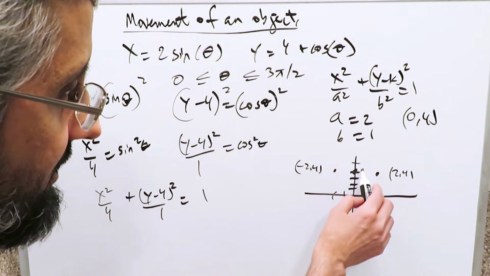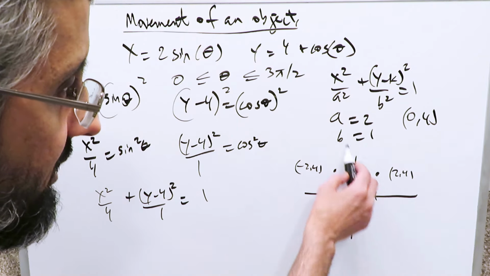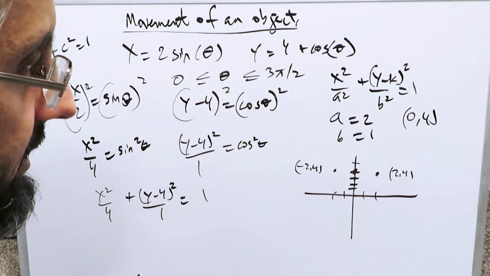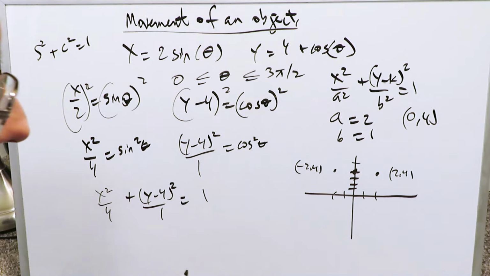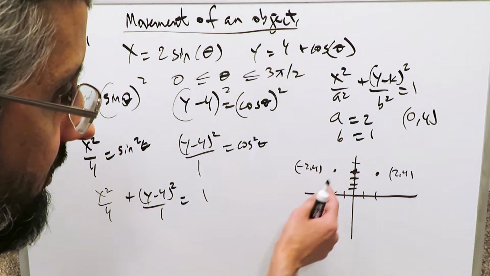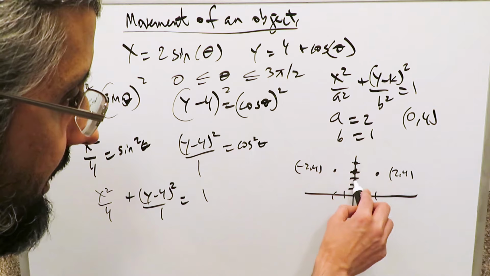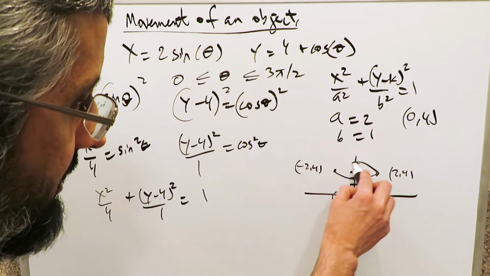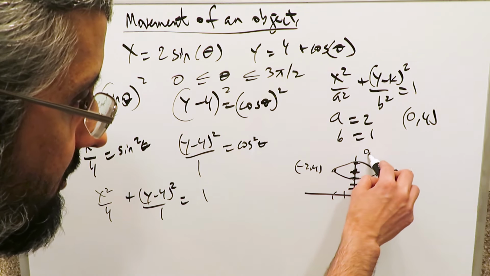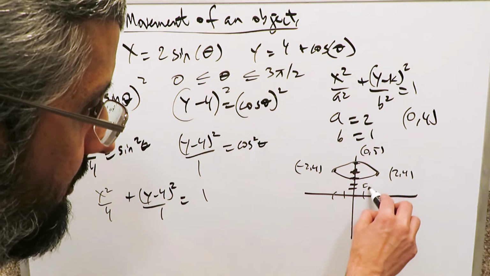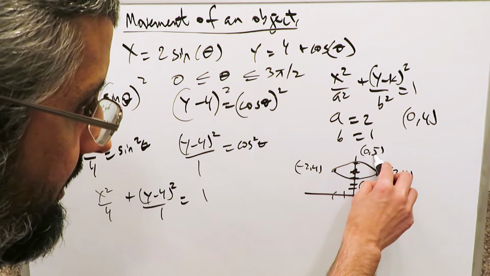You have a minor axis which is just 1 unit above and below, because this is a horizontally oriented ellipse, an ellipse which has a major axis along the horizontal dimension. You have a minor axis point here, 1 here. Your minor axis points are going to be 0, 5 and 0, 3. And it's not too hard.